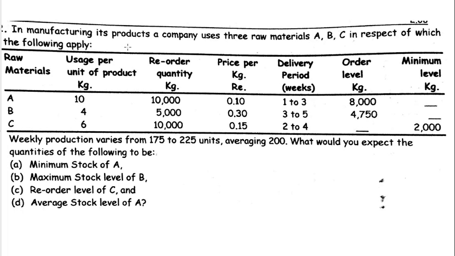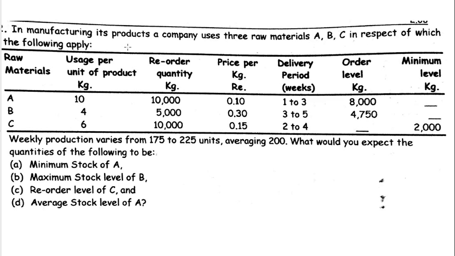Order level, that is reorder level, is given to us 8,000, 4,750 and for C it is not given to us. What is the minimum level? Not given for A. For B, not given. Right? And for C it is given as 2,000. Clear? Now, they say weekly production varies from 175 to 225 units. What it means? That is, the minimum production is 175, the maximum production is 225, averaging 200.